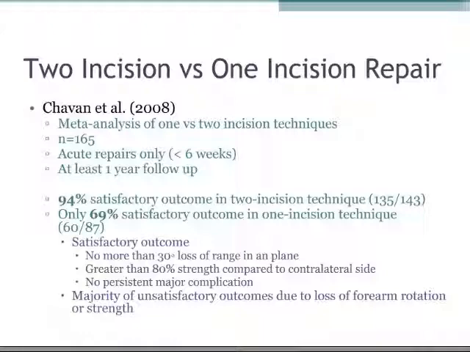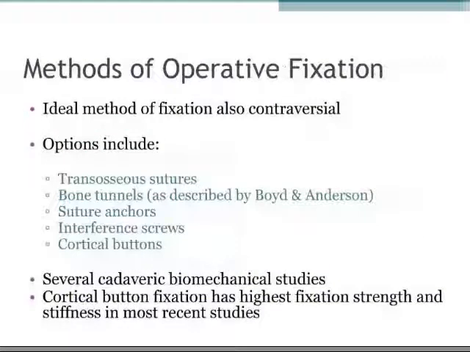The ideal method of fixation is also controversial. The main options are transosseous sutures, perhaps not so often done currently, bone tunnels as described by Boyd and Anderson, suture anchors, interference screws, or cortical buttons. There haven't been any clinical studies to find out which is superior, but there have been several cadaveric biomechanical studies that show, on balance, cortical button fixation seems to have the highest fixation strength.